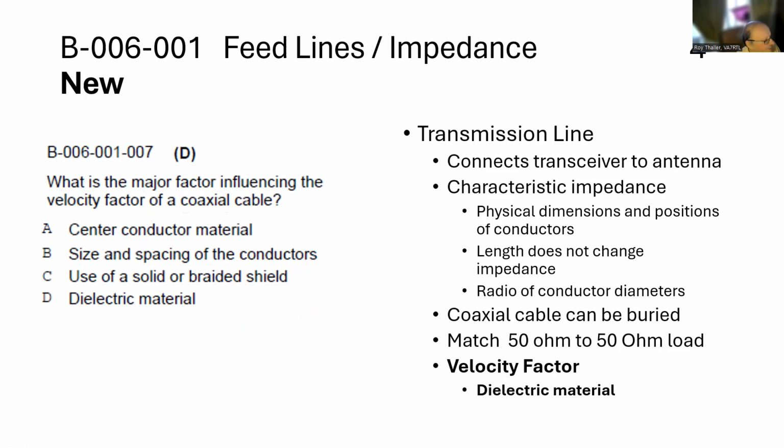Here is a new question. What is the major factor influencing the velocity factor of a coaxial cable? Because it's a coax cable, things travel down the coax cable slower than the speed of light. So that's influenced by the dielectric material that's used. So D is the correct answer.